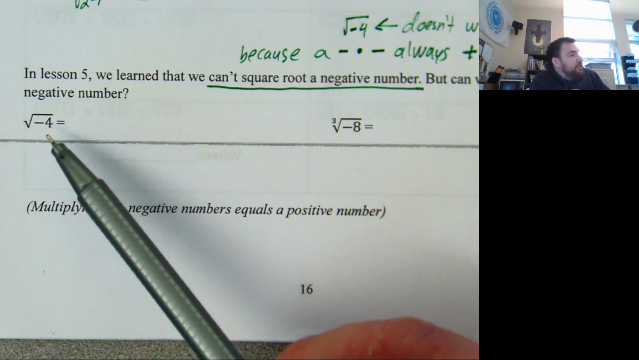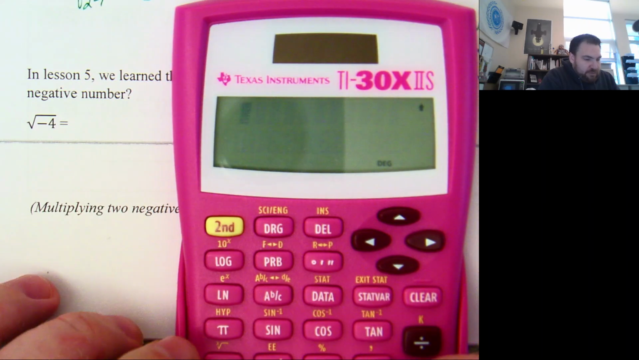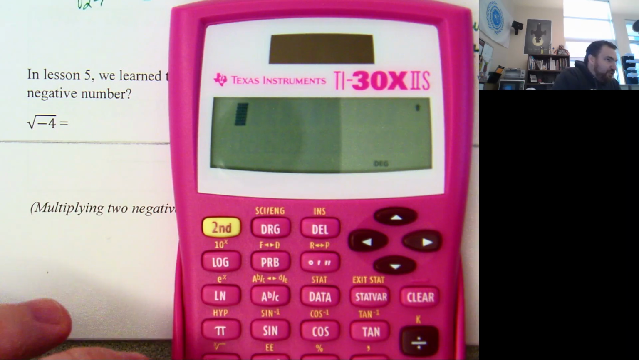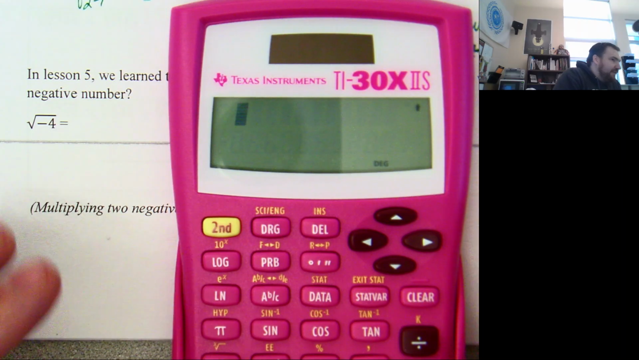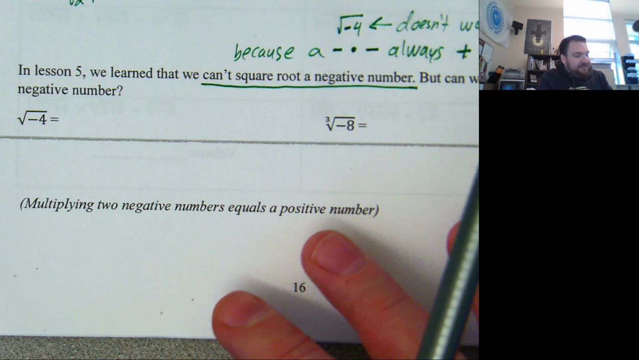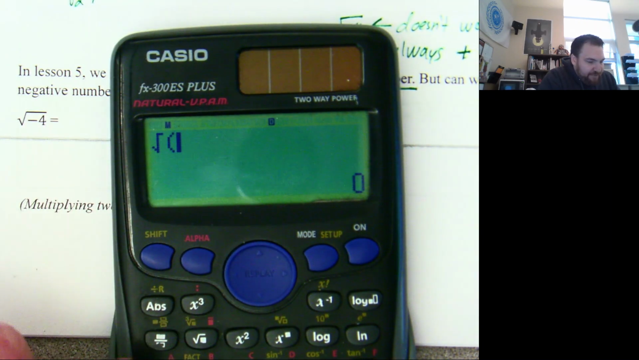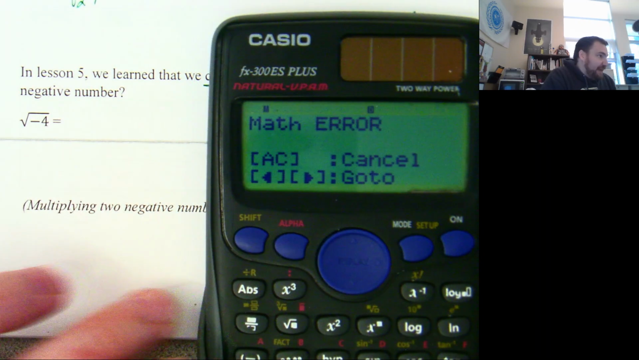What does your calculator say the square root of negative 4 is? 2.5? Try it again. You got an I on your calculator? What kind of calculator do you have? A Casio fancy calculator. So if I want the square root of negative 4, this calculator says math error.